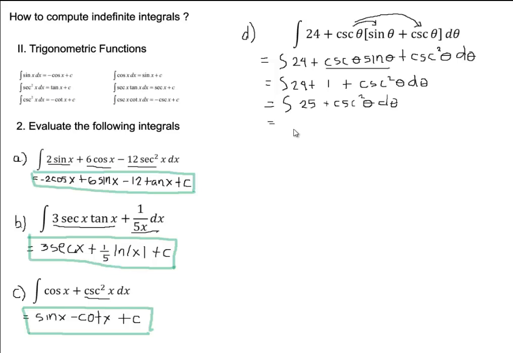Equivalent to 25 theta for the first term, and then integral of cosecant squared, so negative cotangent theta plus c, and that is the final answer.